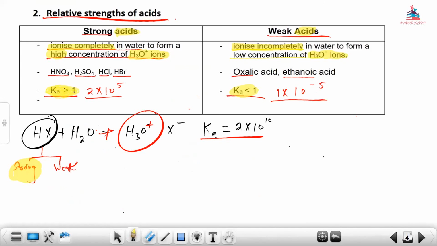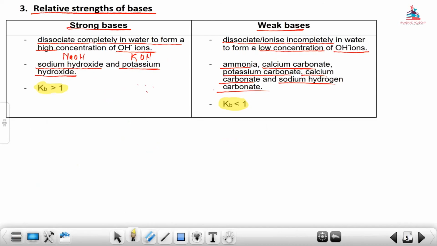We further went to relative strength of acids. When and how do we say an acid is a strong acid? When do we say an acid is a weak acid? So I gave you a clear definition that we use: a strong acid ionizes completely in water to form a high concentration of H3O plus ions, and vice versa for the weak acid. So I'm just trying to recap. We did relative strength of bases, also how to indicate which one is a strong base and which one is a weak base.